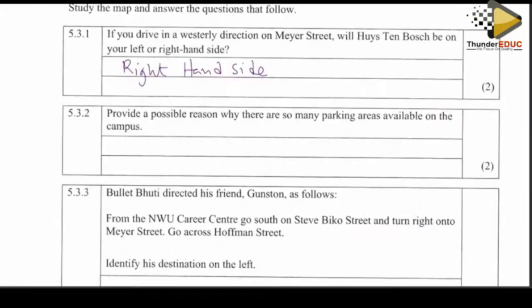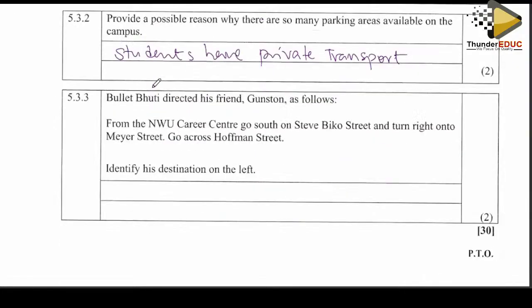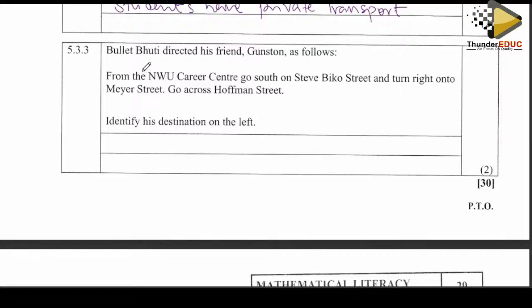Provide two possible reasons why there are so many parking areas available on the campus. It's because students have private transport.